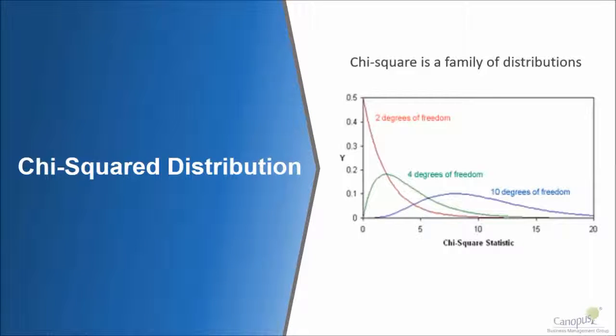A chi-square distribution is again a family of distributions, and you would see in the graph below that as the degrees of freedom changes, the shape of the chi-square distribution also changes. And you would realize that as the degrees of freedom increases, chi-square distributions become more and more symmetrical. But for lower degrees of freedom, the chi-square distribution is always right skewed.